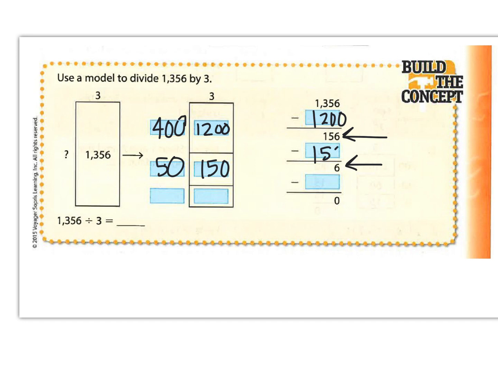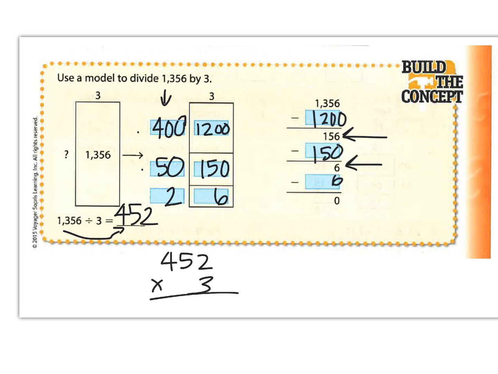So here we have to take away the 150 to get 6. And then how do we get 6? 3 times 2 is 6. 6 minus 6 is 0. So now we would add up these: 400 plus 50 plus 2. 452 times 3 is 1,356. So then we would do the opposite to get that. So let's just check our answer. 452 times 3. 3 times 2 is 6, 3 times 5 is 15, carry the 1, 4 times 3 is 12, plus 1 is 13. So 1,356. That means that we did that one correctly.